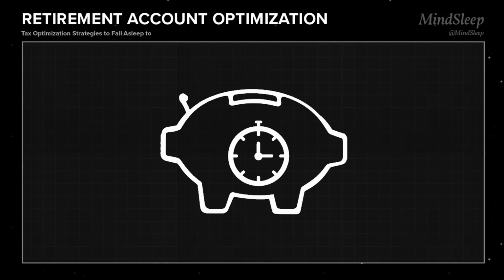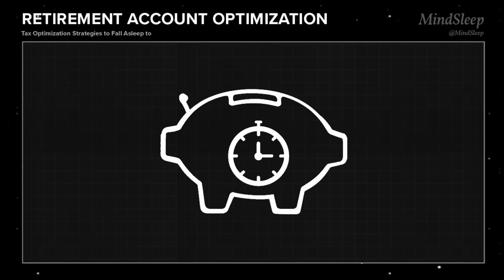As we navigate these complex strategies, it's crucial to maintain a holistic view of your retirement planning. This involves coordinating across multiple accounts, 401ks, IRAs, taxable investment accounts, to create an integrated strategy that optimizes not just for tax efficiency, but also for your overall financial goals and risk tolerance.